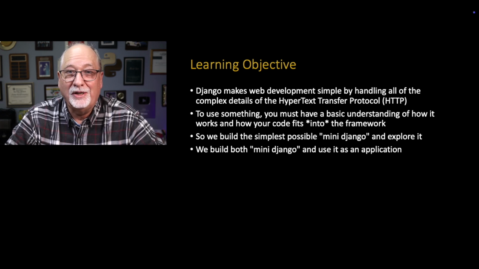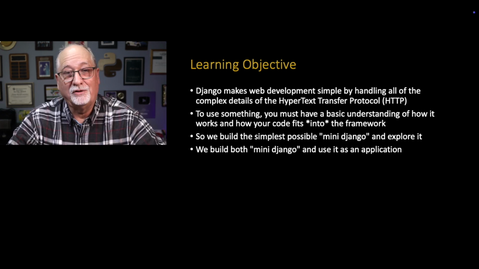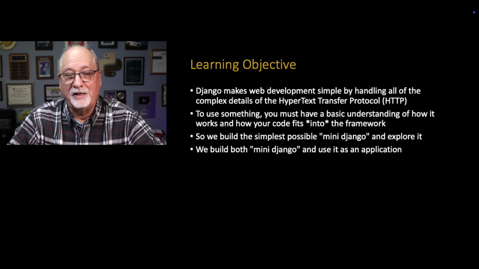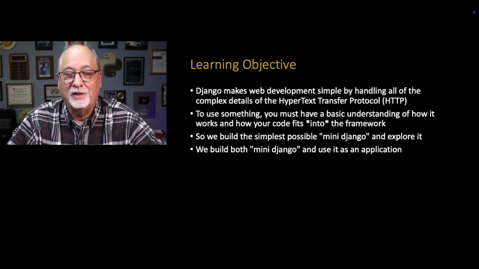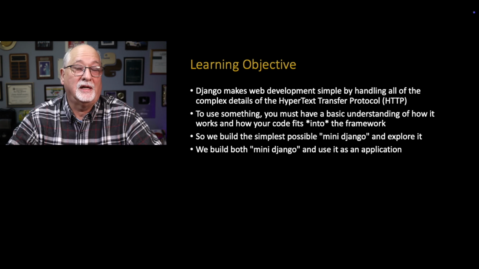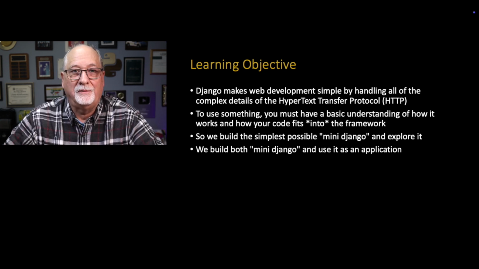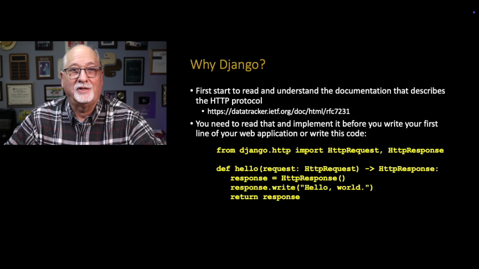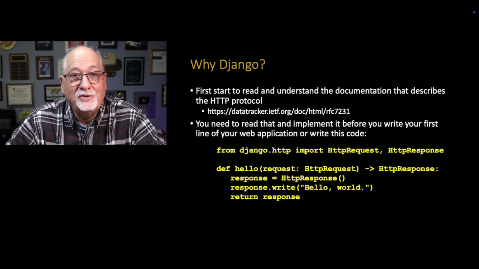It's under 200 lines. The Mini-Django framework itself is only 200 lines of Python, meaning you can read it, you can understand it, and you can even change it and explore supporting additional features of HTTP. So we're going to have both a Mini-Django and a really simple Django-like application. So why do we use Django in the first place?